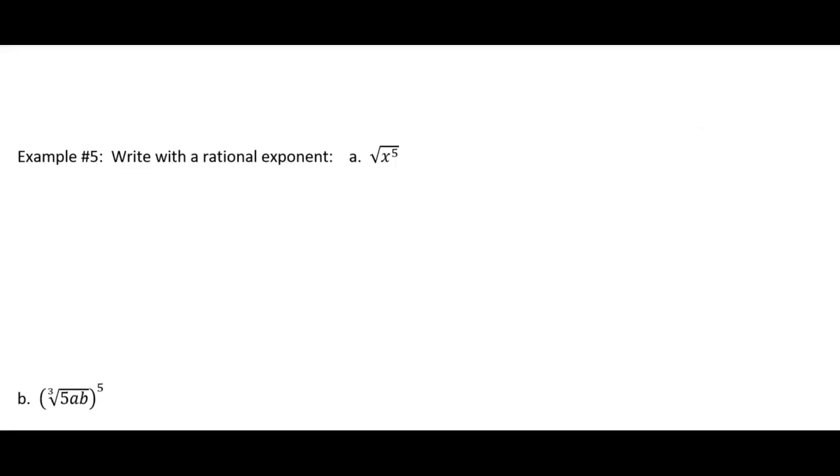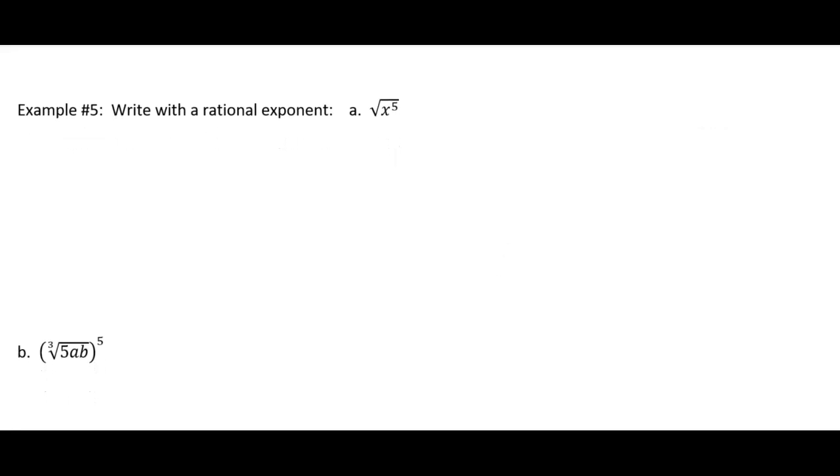So they start these problems going the other way. So we have a radical. The index here is 2. It's a square root. And so what we're going to do is put it in that rational exponent notation and write x to the 5 over 2, because 5 is the exponent on x, and then the index becomes the denominator, which is 2.